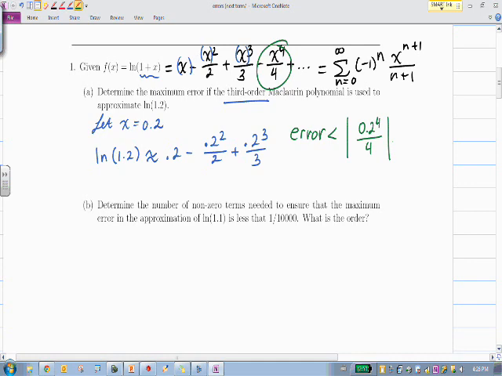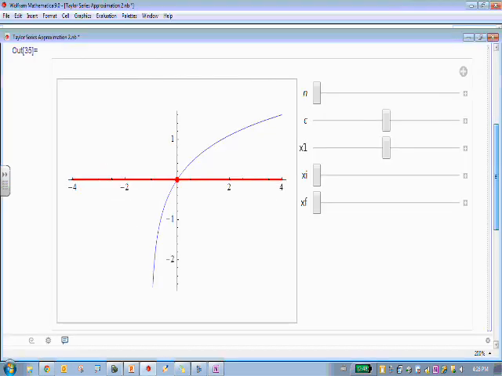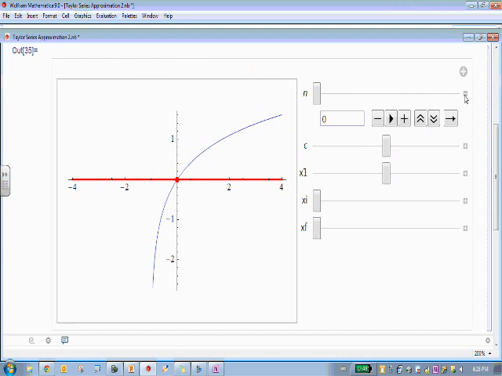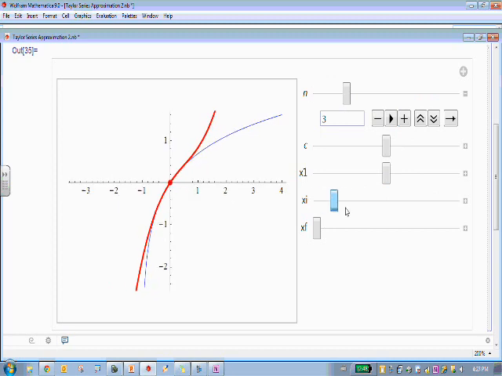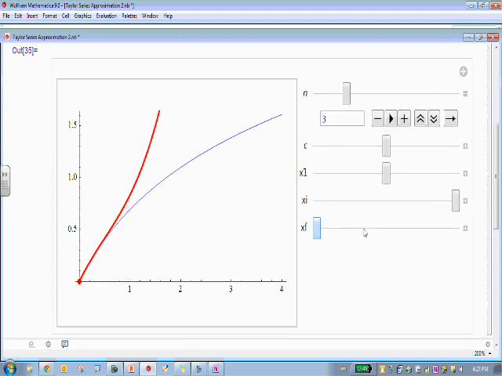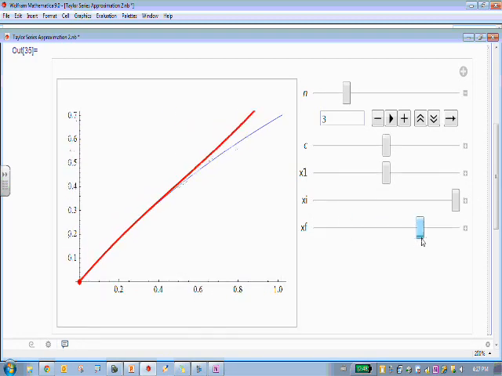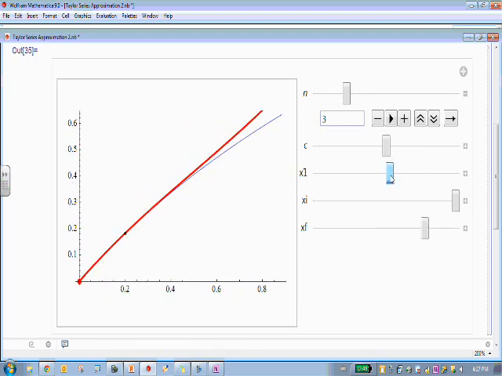It turns out that it's actually very, very small. If we take a look at what's actually happening graphically, here's natural log of 1 plus x, and if I take it to the 3rd order, here's what it looks like. Now I'm approximating what's happening right around 0.2, so if I zoom in a little bit to get a closer look, you notice if I move my cursor to 0.2, there's hardly any gap.